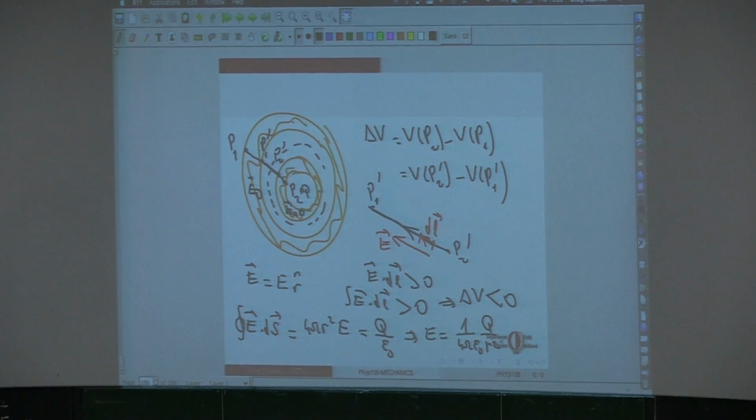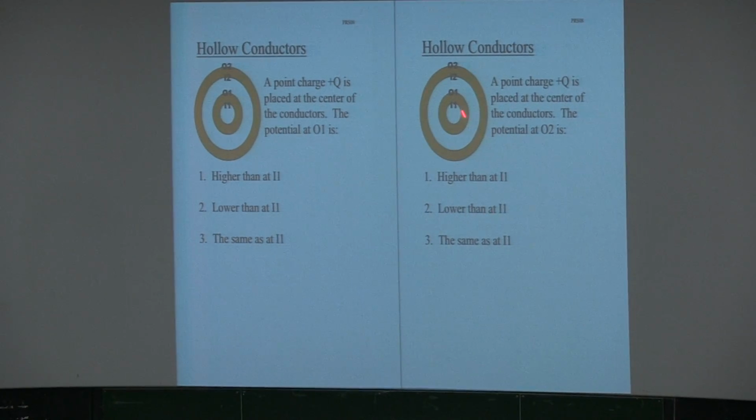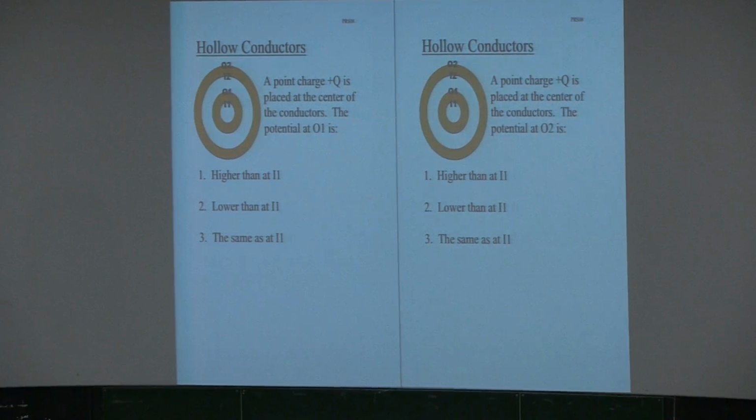So let's go back to the answers. Potential at the point O2 is, let's see, higher than at I1. No, hold on. So, yes, it's the opposite way around, sorry. The potential here is higher than here. I1 is larger than O1, O2. You can also think of it, imagine some positive charge. You are trying to move the positive charge from O2 to I1. You have to do work against the electric field. So you are going to a higher potential.